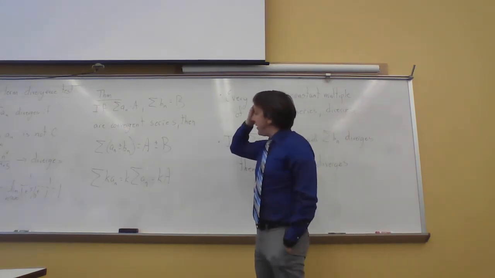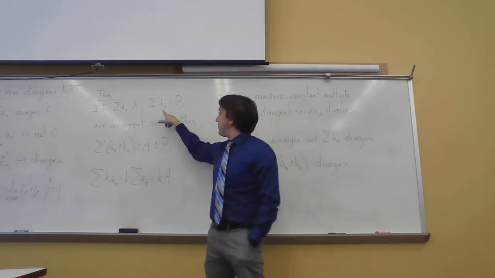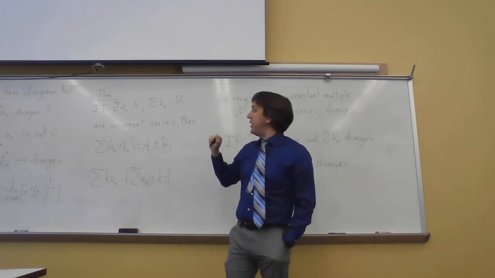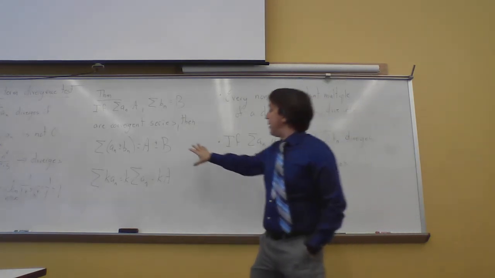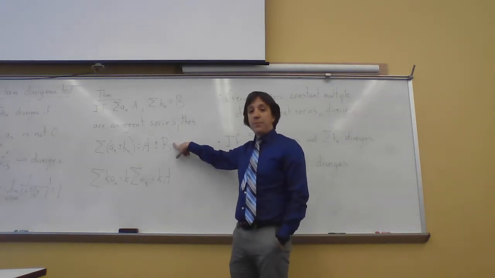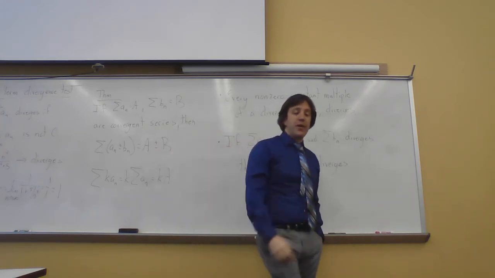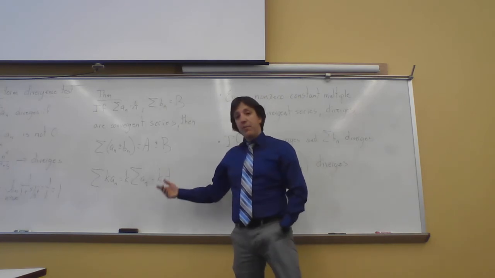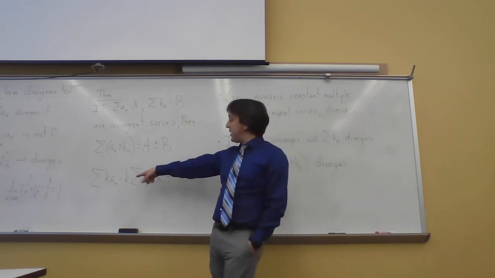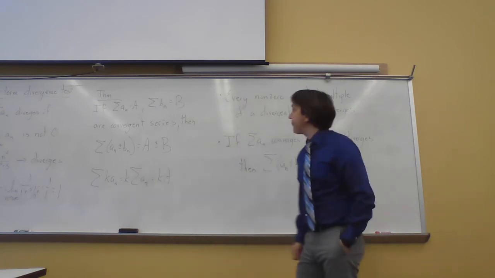We have a theorem. If the series a sub n sums up to A, and the series b sub n adds up to B, if these are both convergent series, then their sum and differences are convergent, and will just be A plus or minus B. So if you add them together, you get A plus B. If you subtract them, you get A minus B. And constant multiples can be pulled out. So the sum of k times a sub n is k times the sum, and that's just k times A.